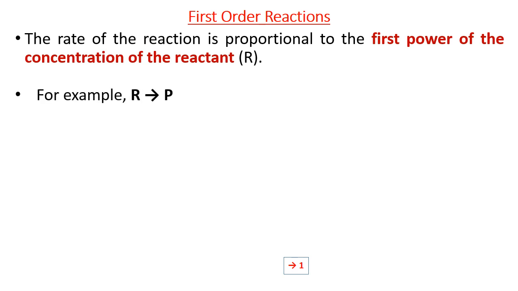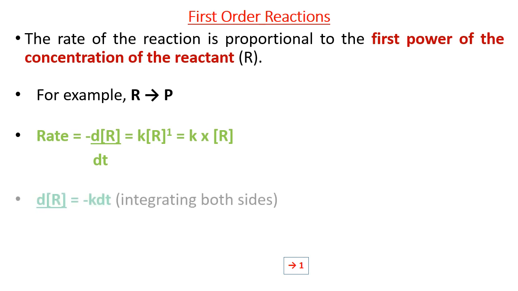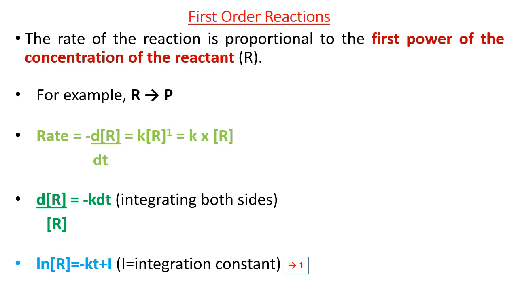For example, reactant R gives product P. Rate is given by the equation: rate is equal to minus d[R] by dt is equal to k into [R] to the power 1, which is equal to k into concentration of R. Hence d[R] by [R] is equal to minus k dt. On integration it gives ln of [R] is equal to minus kt plus I, where I is the integration constant.